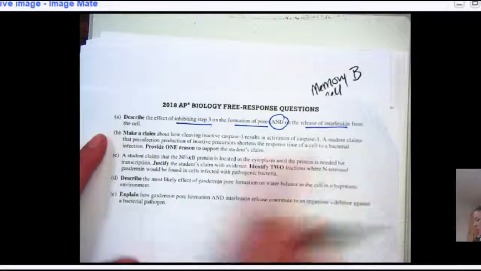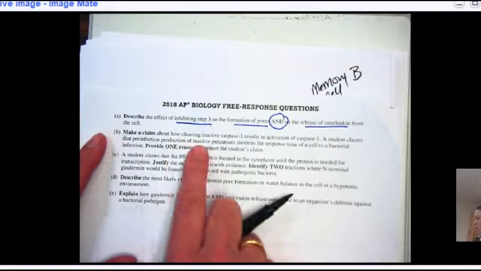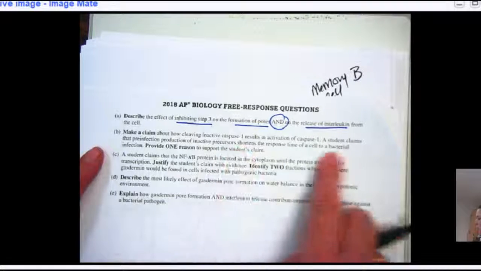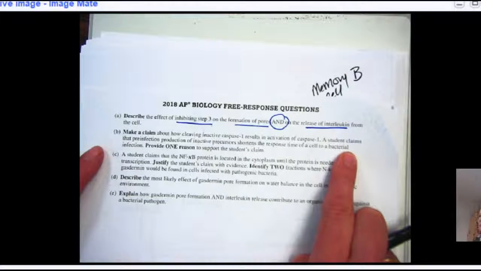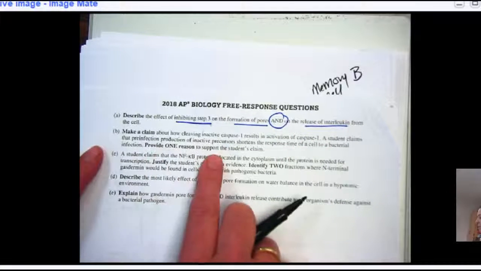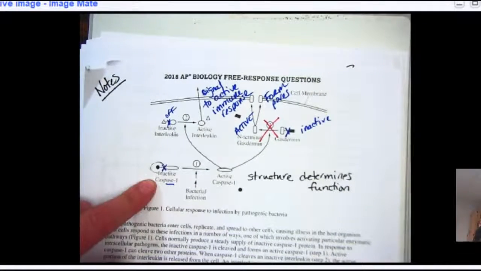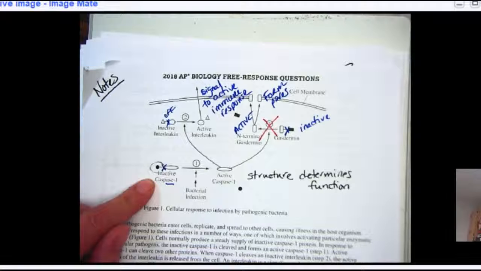The second part: a student claims that pre-infection production of the inactive precursor, so the inactive enzyme, shortens the response time of a cell to the bacterial infection. Provide one reason to support that student's claim. So what that student says is that if you have a lot of inactive enzymes, then you can respond to a bacterial infection faster. What's a reason that might make sense on why that might be true? A reason that would support that claim.